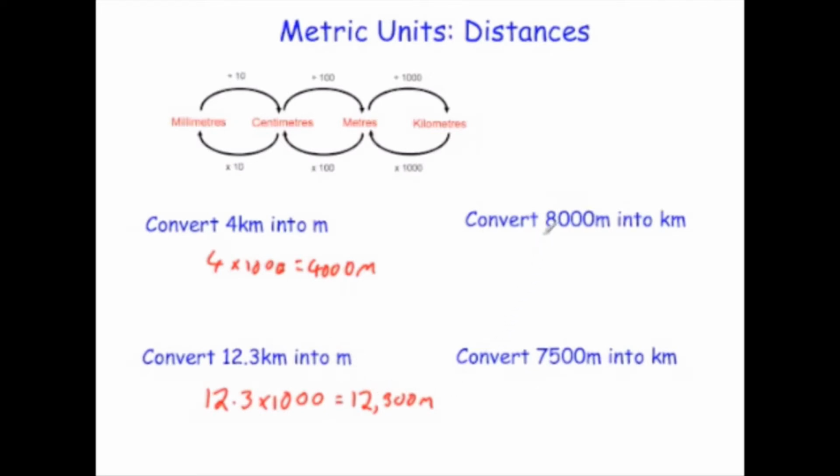Next, convert 8,000 meters into kilometers. So to go from meters to kilometers, you divide by 1,000. So we're going to do 8,000 divided by 1,000, and that's equal to 8 kilometers.